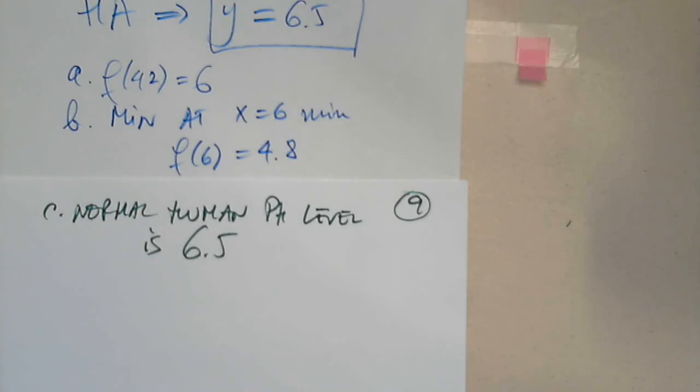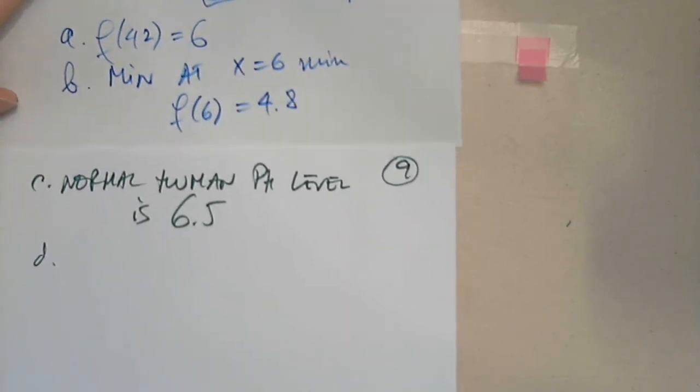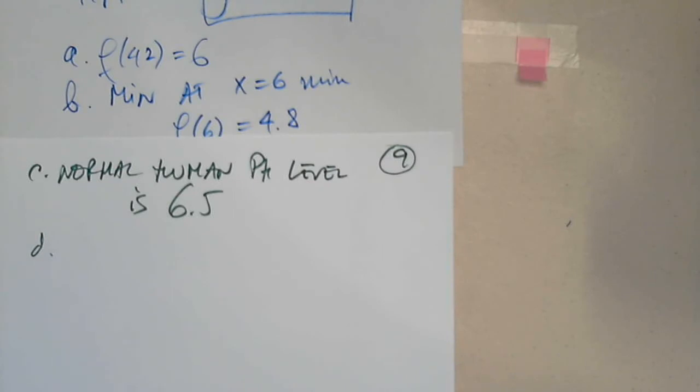Part D. We already answered part D, but let's answer it again. What is the equation of the horizontal asymptote associated with this function? Which means what will happen over time?